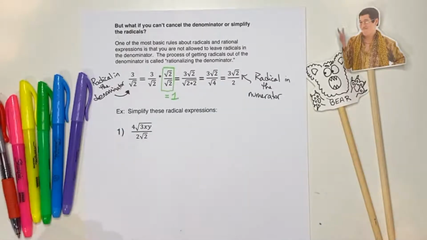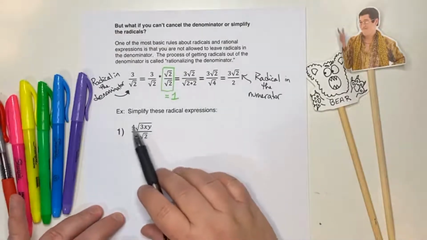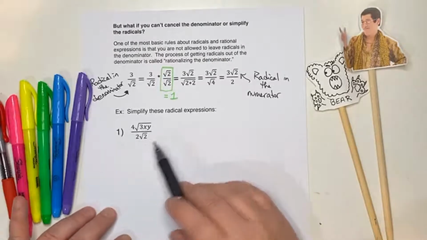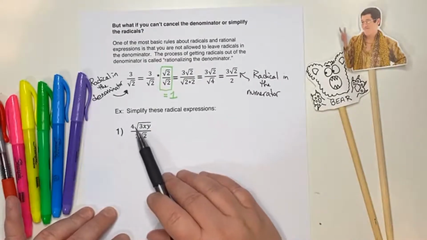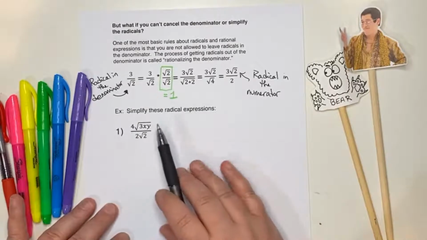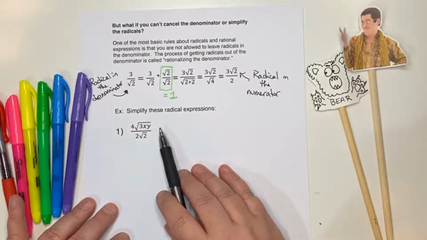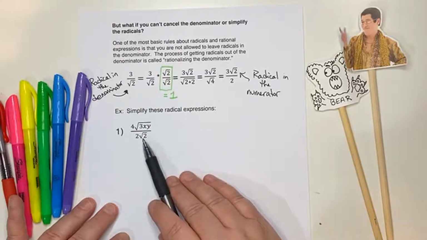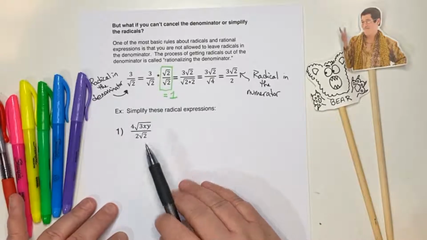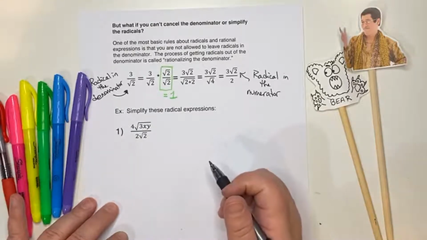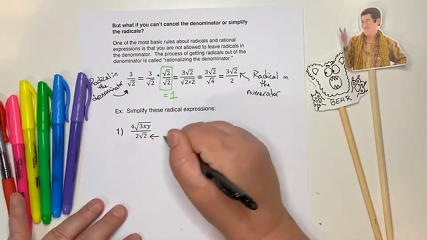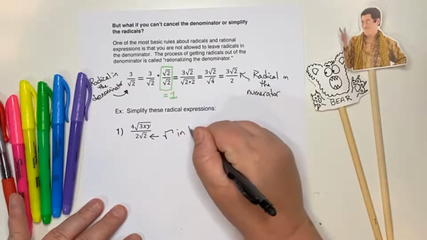So for example, someone who saw this rational expression or fraction might want to cancel the 4 and the 2. And I'm not going to do that right off. I'm actually going to look at that square root of 2 in the denominator and say, I need to take care of that. So I've got a radical in the denominator.